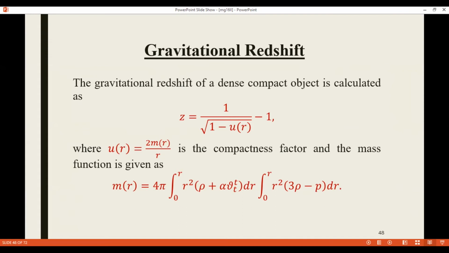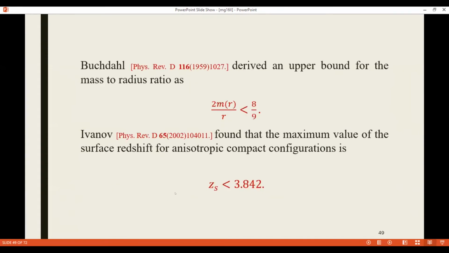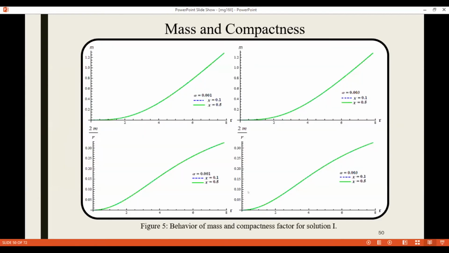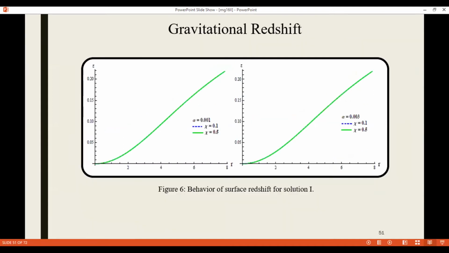the mass corresponding to this solution. And Buchdahl derived an upper bound for the mass to radius ratio, which is given here. And Ivanov found that the maximum value of the surface redshift for an isotropic compact configuration is given here. And we can check from the graphical behavior that our solution lies in this limit. So it means we have well-defined behavior of mass and compactness factor, as well as surface redshift.